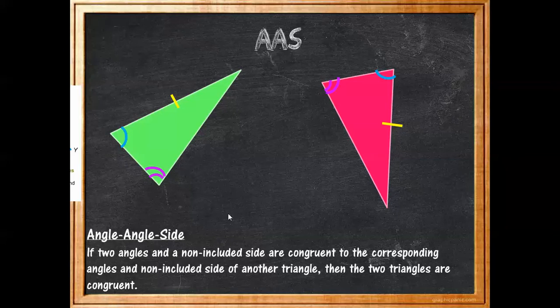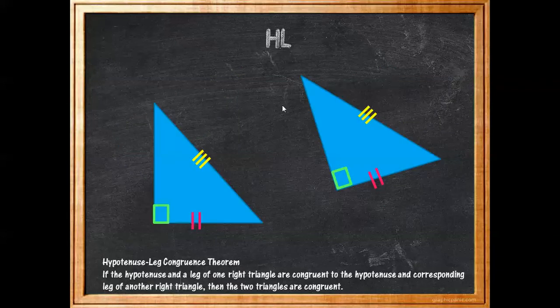And we discussed a little bit of angle, angle, side in the last lesson, so this is more just a review. The new one that we're going to talk about is hypotenuse leg. The hypotenuse leg congruence theorem says that if the hypotenuse and the leg of a right triangle are congruent to the hypotenuse and corresponding leg of another right triangle, then the two triangles are congruent.